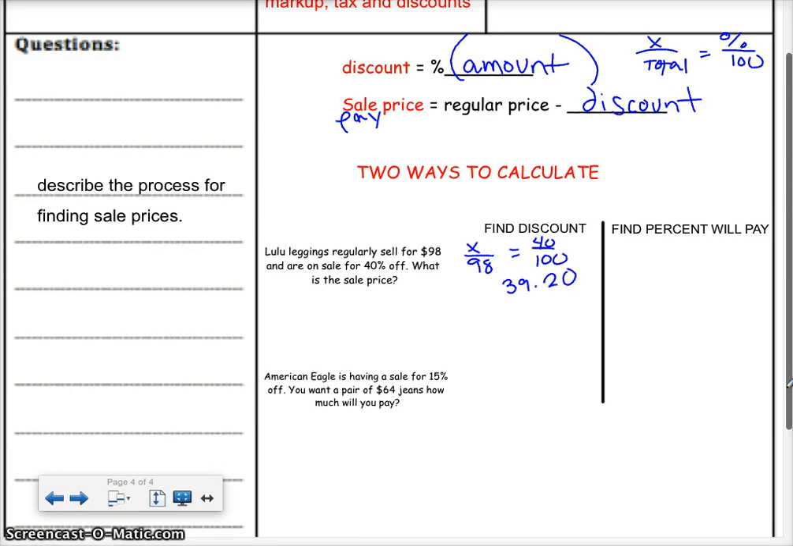Now you have to realize, clearly you're not going to buy Lululemons for $39.20. This is a discount. So that's how much they're taking off. What you pay is your $98 take away your discount. So 98 take away $39.20 is $58.80. Now be careful in Schoology today that if, like, my calculator told me 58.8, but I'm remembering it's money. So you have to include that ending 0 for money if it's a decimal.